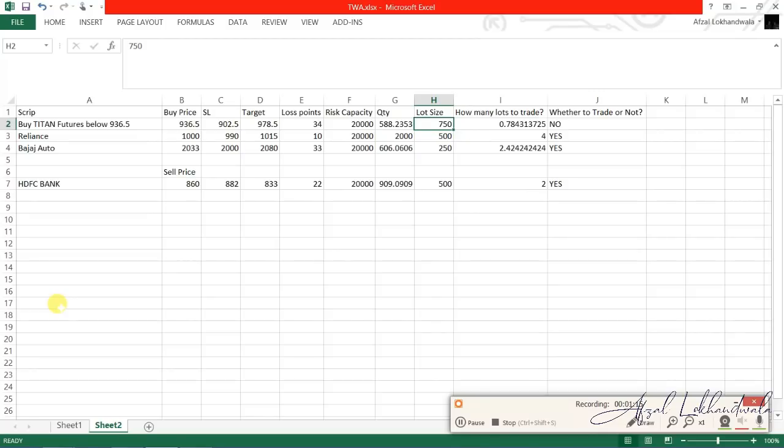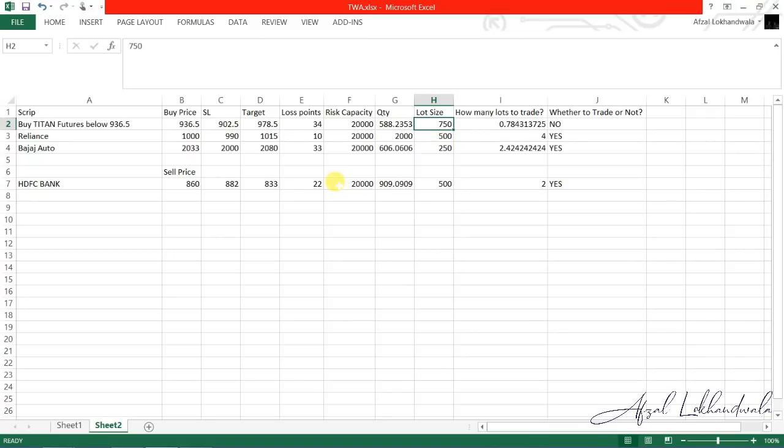There is a way out. You can take this trade in equity cash, not in futures, because in futures the lot size is fixed. So what you can do here is take a trade in equity cash. Now how to do that? How to determine whether I should take this trade or not?